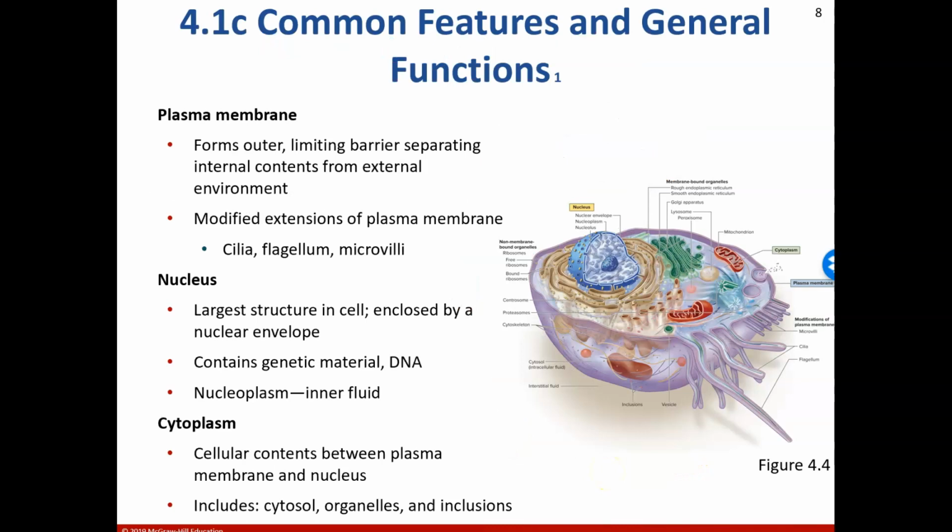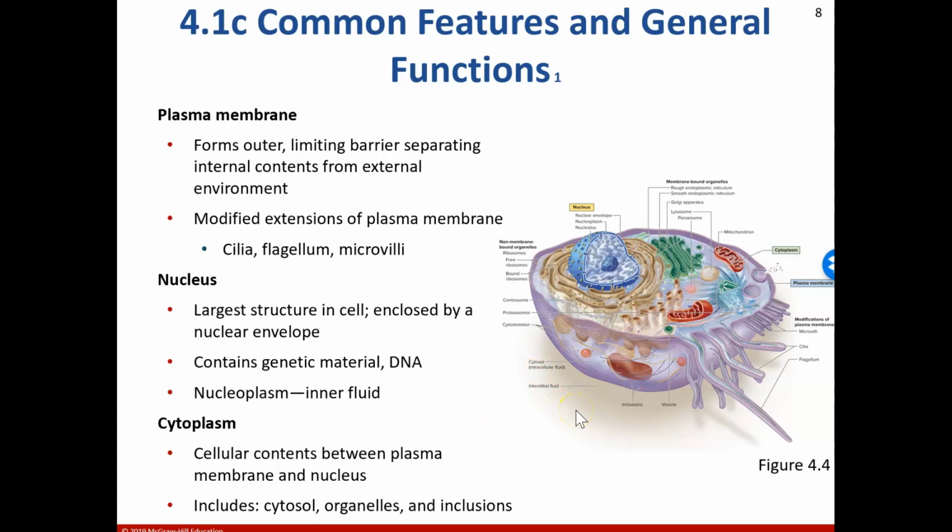Now let's look at the common features of our cell. So first we have our plasma membrane, which serves as our boundary, right? This is forming this outer, almost fence-like structure, and it's limiting the barrier by separating the internal contents from the external environment.